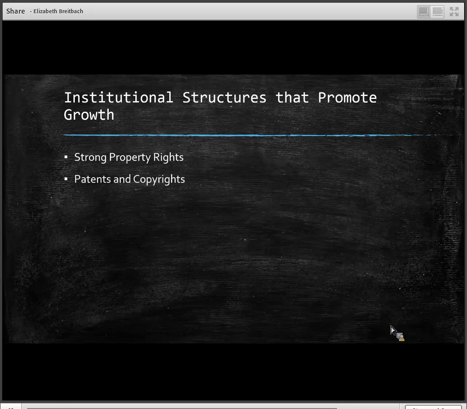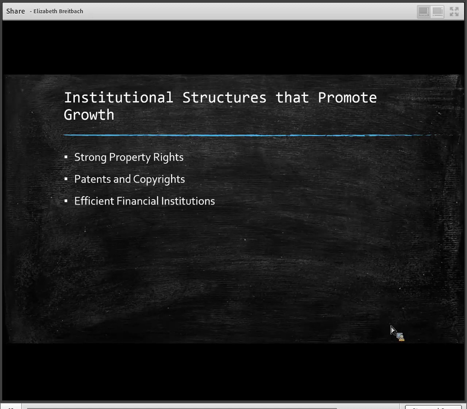Patents and copyrights, for the same reason. The United States has some of the best innovation in terms of pharmaceutical drugs. Why? Because they have some of the strongest patent laws. And so companies that have this new innovation and spend millions of dollars researching and developing new drugs are rewarded in the United States with a longer period of time where they're the sole seller of the product. And that's going to promote economic growth.